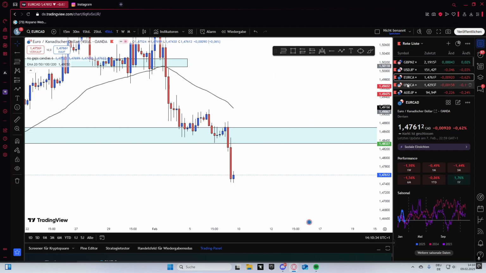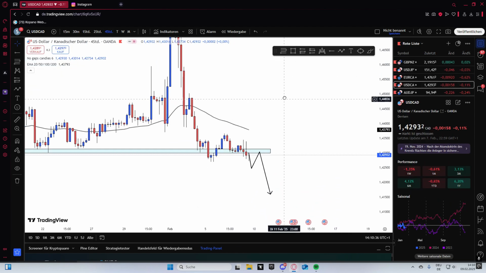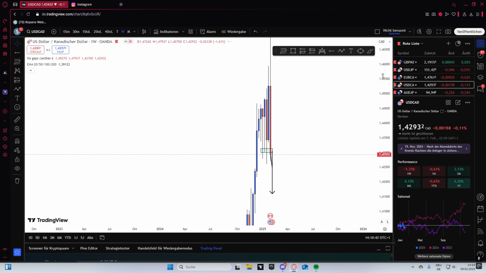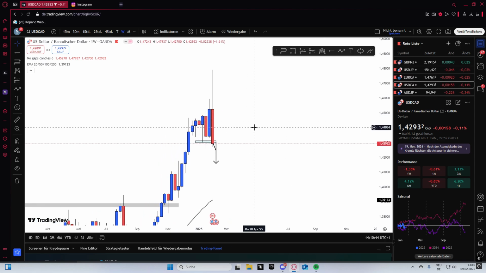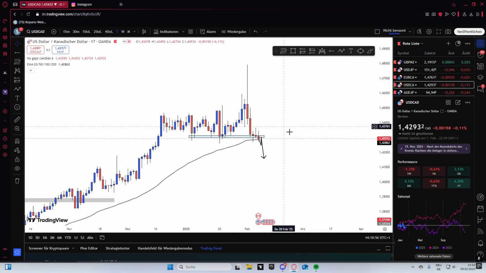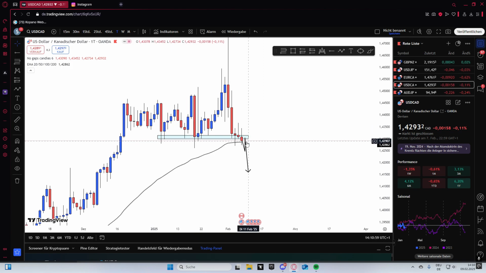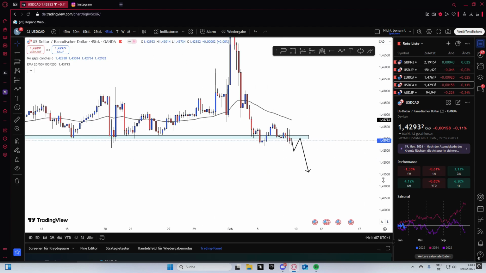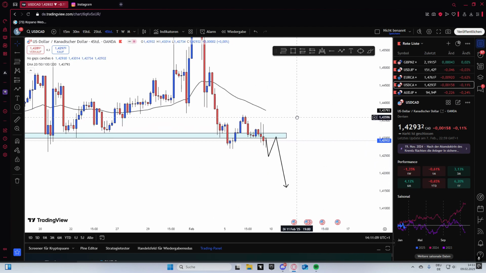This was EuroCAD. My next pair is USD-CAD, which we are bullish on the weekly. No, we are actually bearish now because we're creating higher lows, higher high, and now we broke below it, so we are bearish now. On the daily we are also bearish, we also have the daily EMA, and on the 4 hour we have a really nice area of interest here with multiple touches, very well respected.